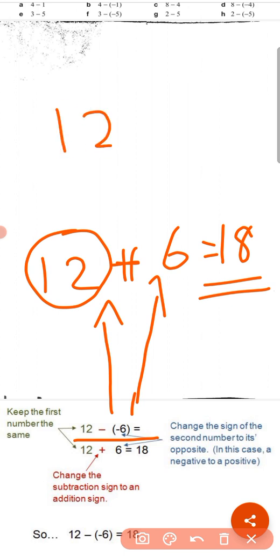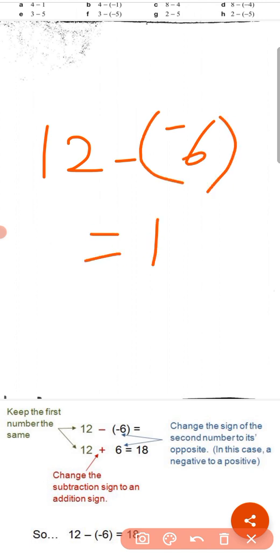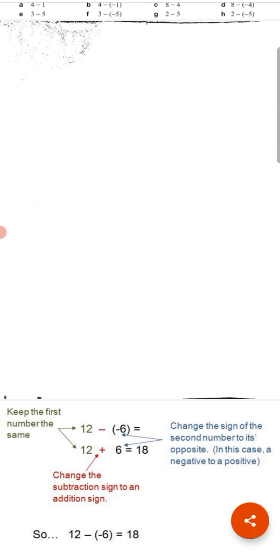12 minus negative 6. We can put the second number inside a bracket if its sign is negative. So 12 minus negative 6 is equal to 18. This is our answer.